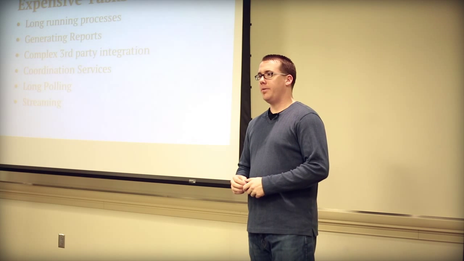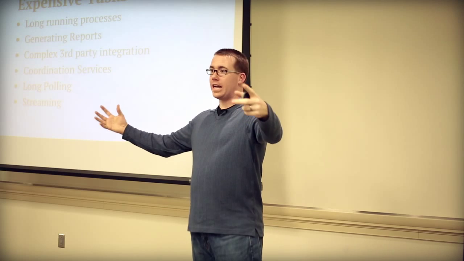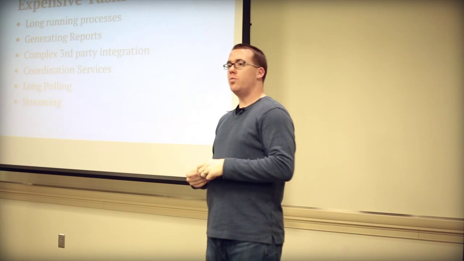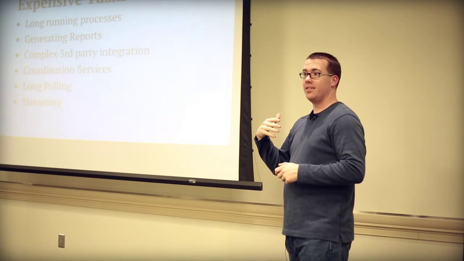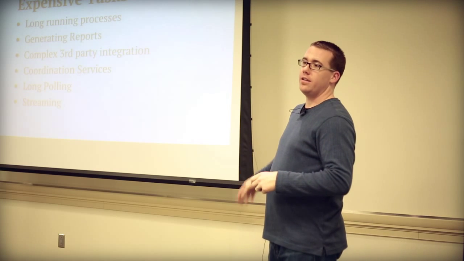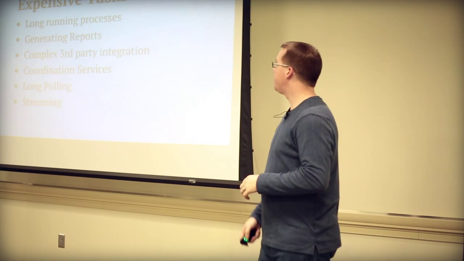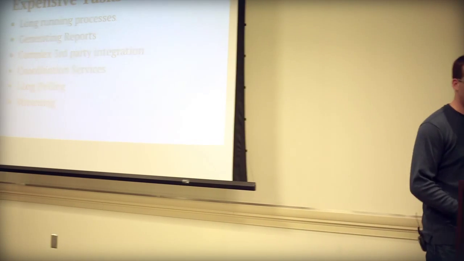In the example of Mint, imagine what they have to do if you've got 5 different bank accounts. They've got to go out to each and every one and then aggregate that data back. You wouldn't want that to happen inside an actual web request, right? Because that would be tying up server resources. You'd want that to be offloaded, and let me know when it's done. Long polling, HTTP streaming, that type of stuff is considered expensive, right?